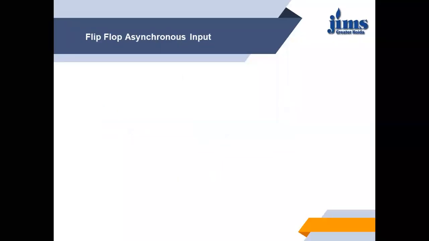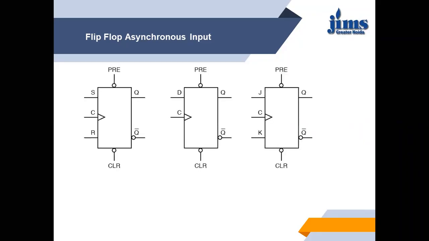Now we have two different types of inputs to a flip flop, that is known as asynchronous input or direct inputs. So here we have a D flip flop, JK flip flop, SR flip flop. This triangle here denotes that it is a positive edge trigger flip flop. Whenever there is a triangle, that is an edge triggered flip flop. So one asynchronous input is preset, another asynchronous input is clear.